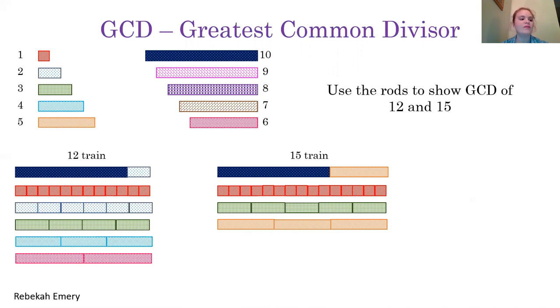The longest rod that evenly measures both the 12 train and the 15 train is the 3 rod. It takes 4 of the 3 rod to measure the 12 train and 5 of the 3 rod to measure the 15 train. So the greatest common divisor is 3. I hope this illustration helps you to see how to solve a problem for the greatest common divisor.